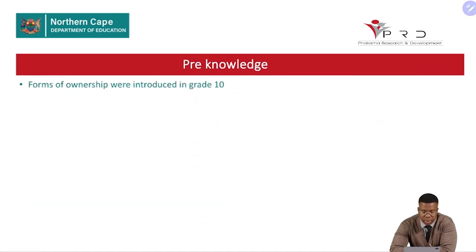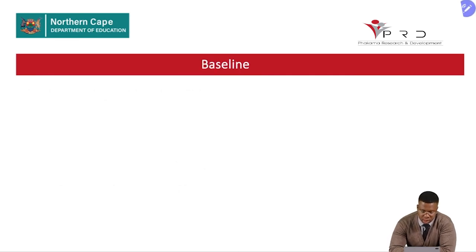Pre-knowledge, remember back in grade 10, forms of ownership were introduced to you, whereby we focused largely on what is a sole trader. A sole trader is a business owned by only one person. So this is where the issue of forms of ownership started, because it's important to discuss issues on how the business is going to be owned. Remember, the subject is business studies.